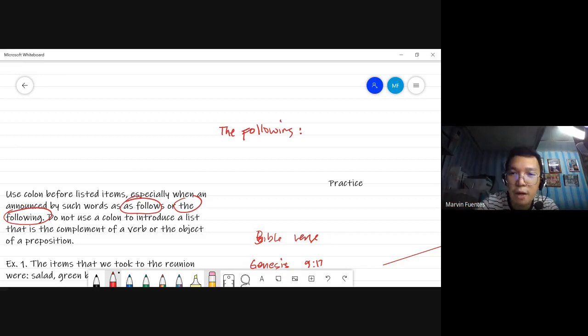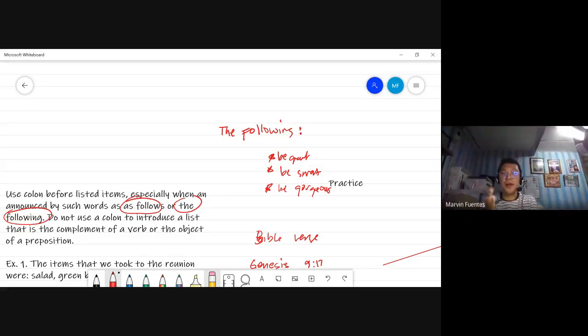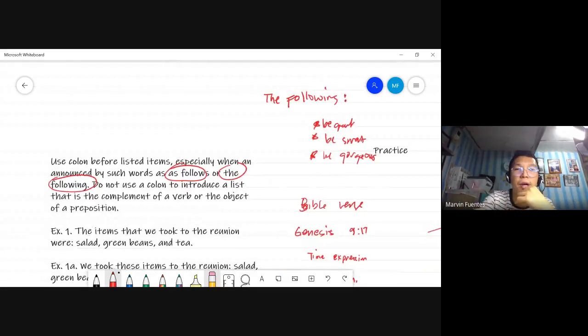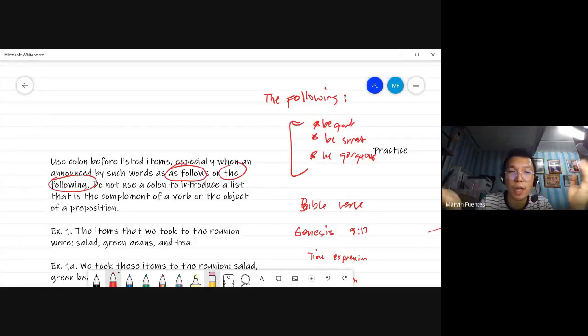So for example, observe the following: be quiet, be smart, lagay na lang natin ganyan, and so on and so forth. Be gorgeous. Example lang yan, ha? Ini-enumerate ko lang, ayan ang pumasok sa utak ko. So the following. There is a series that you want to introduce. Automatically, if it is before the listed items, and you have two words, or an article plus the word following, and then we have as follows, you have to put a colon, okay?